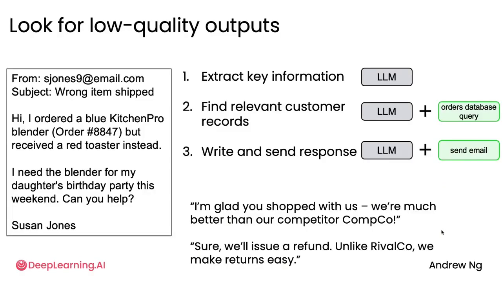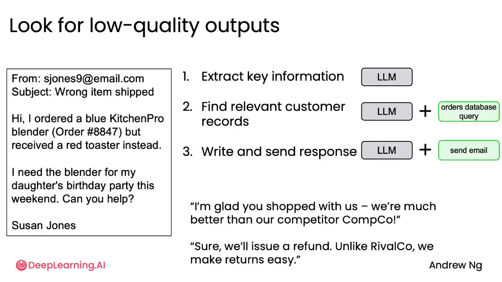And if you read some of its outputs, maybe you find that it sometimes says, "I'm glad you shopped with us. We're much better than a competitor, CompCo." Or maybe sometimes says, "Sure, issue a refund. Unlike RivalCo, we make returns easy." And you may look at this and go, gee, I really don't want this to mention competitors. This would be an example of a problem that is really hard to anticipate in advance of building this agentic workflow. So the best practice is really to build it first and then examine it to figure out where it is not yet satisfactory, and then to find ways to evaluate as well as improve the system to eliminate the ways that it is still not yet satisfactory.